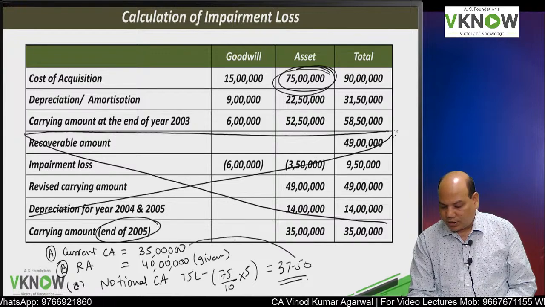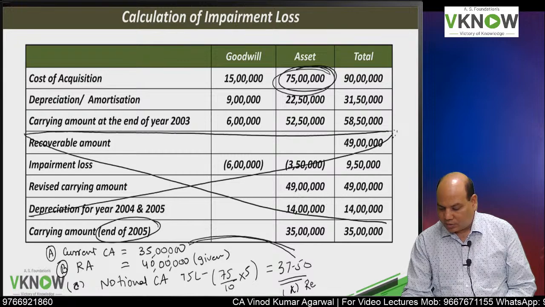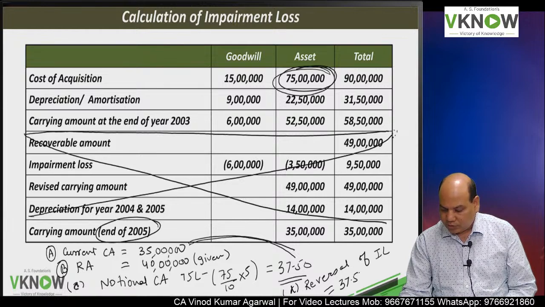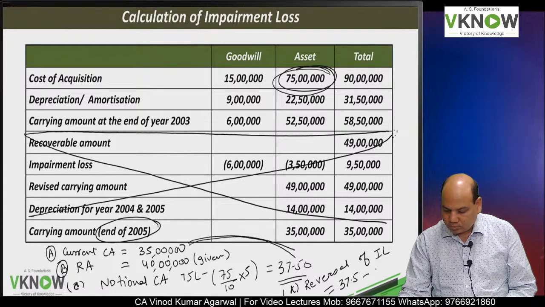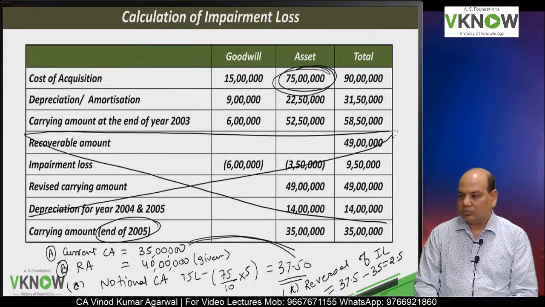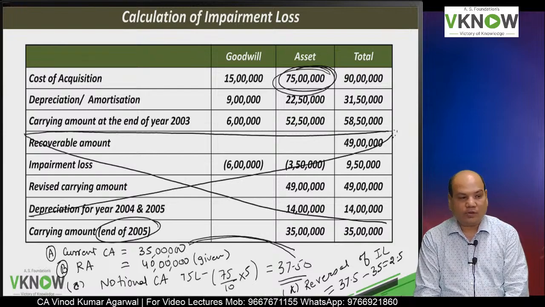The maximum I can reverse, how much maximum can I reverse? Yes, maximum reversal of impairment loss will be 37.5 lakh minus 35 lakh, 2.5 lakh. Maximum reversal would have been 2.5 lakh.